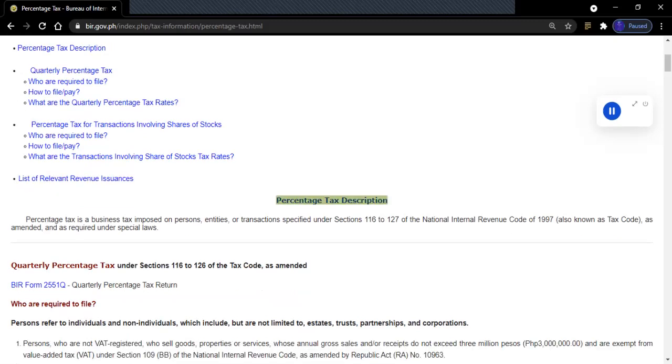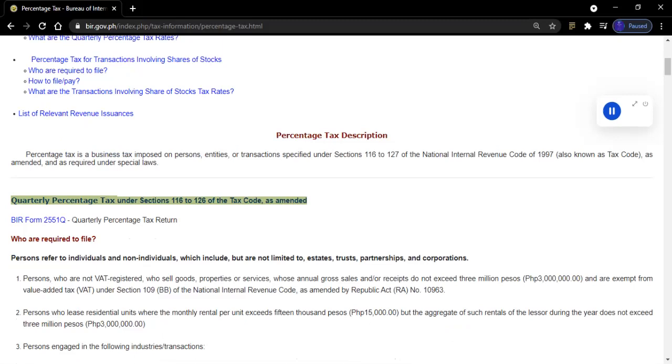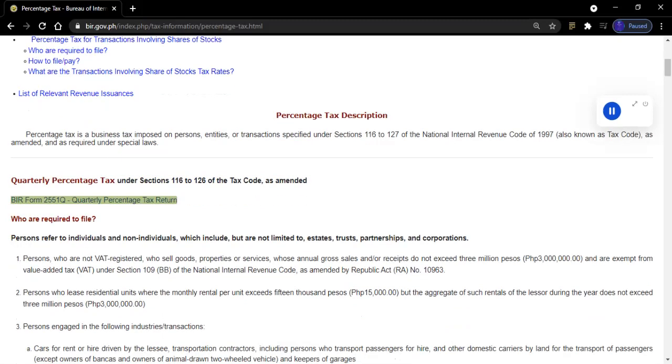Percentage tax description. Percentage tax is a business tax imposed on persons, entities, or transactions specified under sections 116 to 127 of the National Internal Revenue Code of 1997, also known as Tax Code, as amended, and as required under special laws. Quarterly percentage tax under sections 116 to 126 of the Tax Code, as amended. The Form 2551Q, Quarterly Percentage Tax Return.